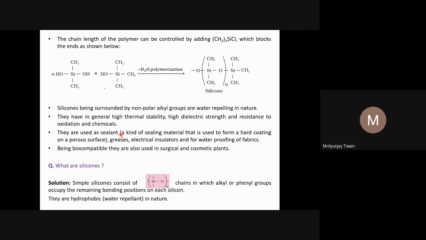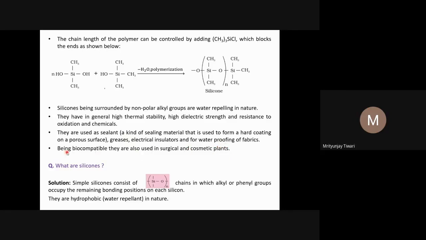They are used in sealants, greases, electrical insulators, so they are insulators, and for waterproofing of fabrics as well. You can use a hard coating on the surface of the fabric, and it won't allow water to pass through because it has these hydrophobic groups, or water repelling groups. Being biocompatible, they are also used in surgical and cosmetic implants.